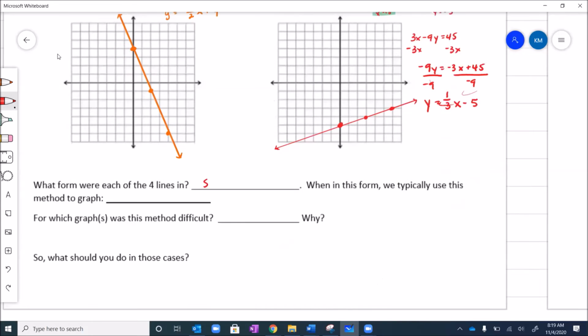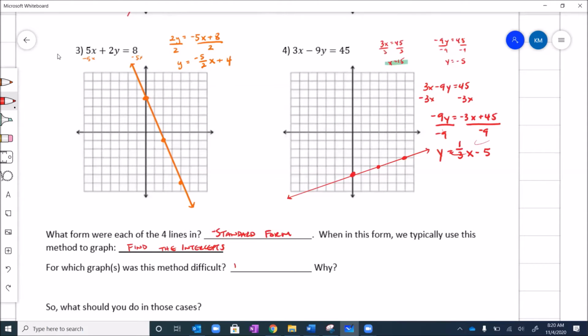Notice that all these 4 lines were all in standard form. When in this form, we typically use this method to graph, and that's find the intercepts. For which graphs was the method difficult? It was difficult for number 3 and number 4. For number 3, it was difficult because we had a fraction intercept. And for number 4, it was difficult because we had a large number for an intercept.